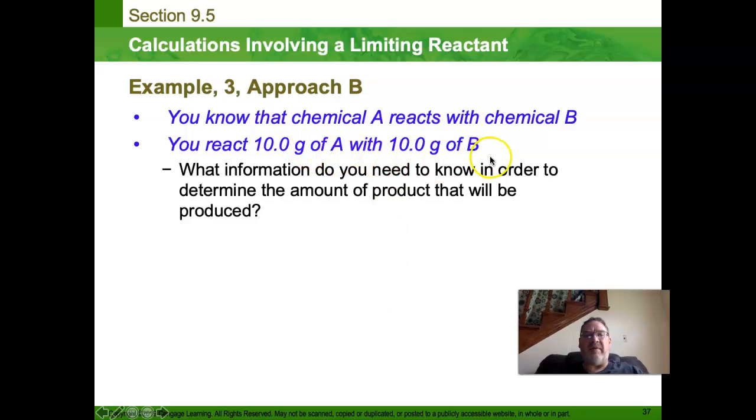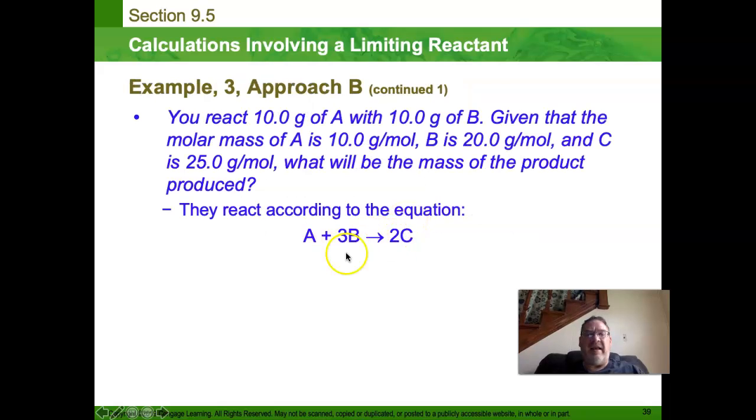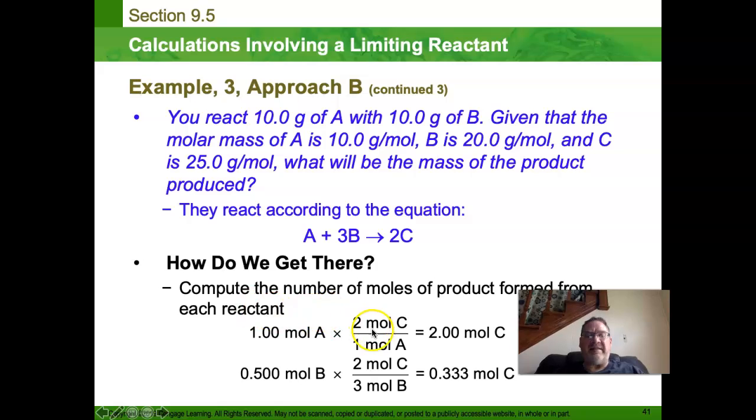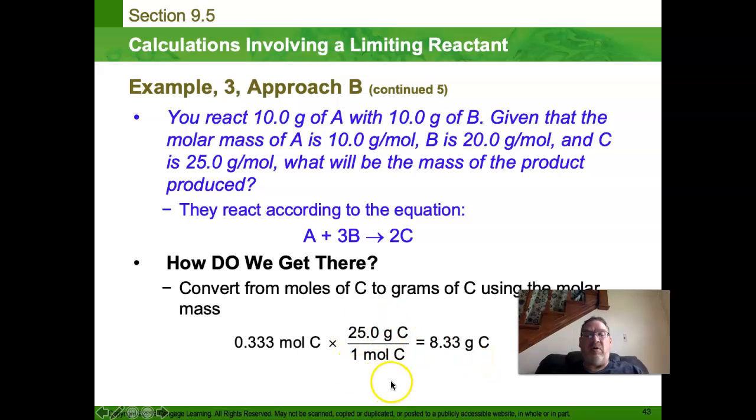So here's our example. A and B are reacting together. They give us our equation. Okay, so we do the first step. We convert our gram amounts to moles. We do our second step. We convert each of the mole amounts to mole amount of our product. So again, remember what our answer is. Our answer is going to be the least amount of moles. In this case, 0.33. So we'll take that 0.33 and multiply it times its molar mass to get our grams.